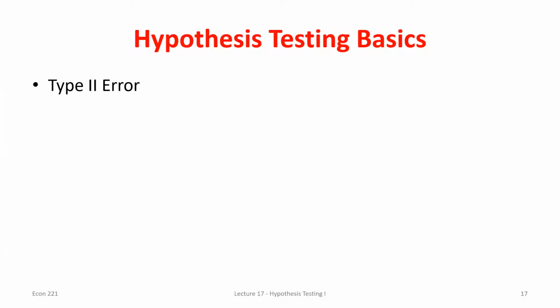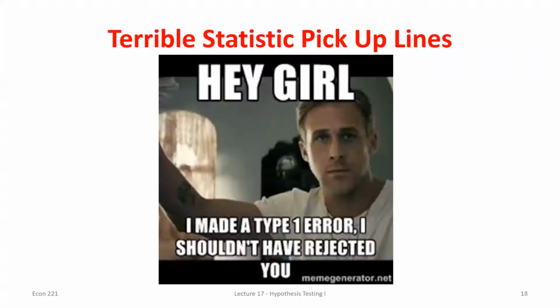All right, and I always like this. So I made a type 1 error. I shouldn't have rejected you, right? Because type 1 errors, you reject someone when you, okay.